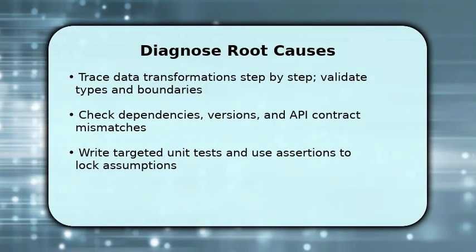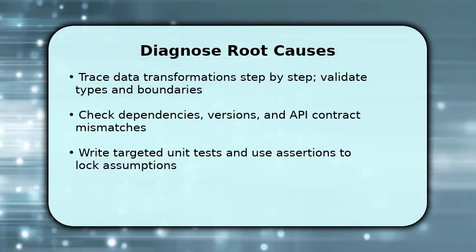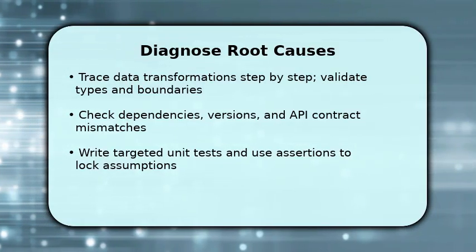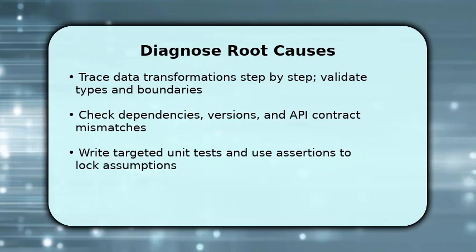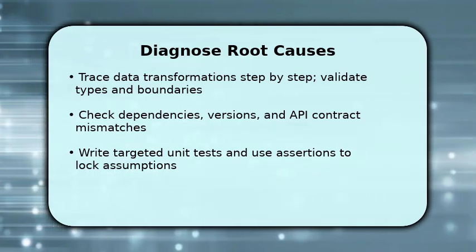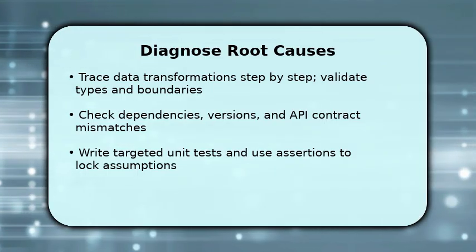Once you have a breakpoint and trace logs, follow the data flow through each function and validate types, ranges, and return values. Mismatched types or None values are common culprits. Make sure your dependencies and Python versions match the environment where tests pass, and confirm API contracts between modules.